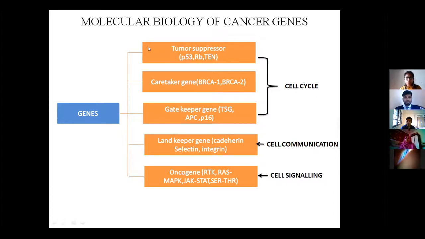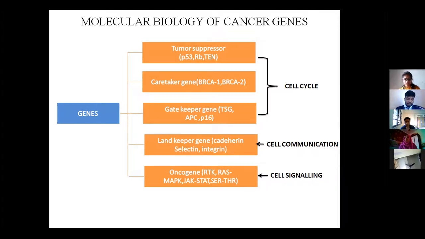This is the molecular biology of the cancerous genes. There are different genes which take part in cancer. Basically, there are two types of genes: some are tumor suppressor genes, some are oncogenes. Tumor suppressor genes include P53, RB, retinoblastoma, and P10. There are also caretaker genes like BRCA1, which is present in breast cancer, and BRCA2, and gatekeeper genes, which also consist of tumor suppressor genes APC and P16.